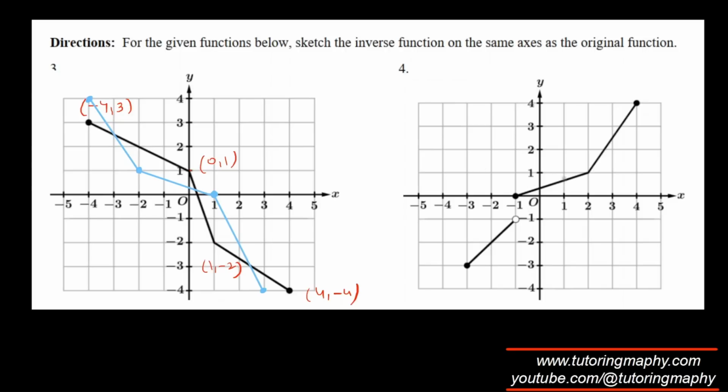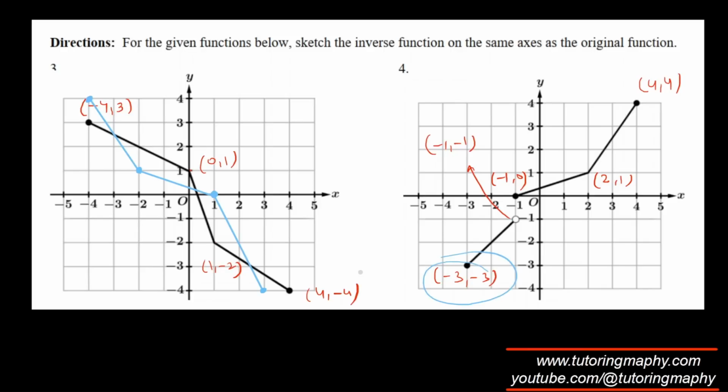All right. Likewise, let's do this one. Let's first write the coordinates. This is negative 3, negative 3. This is a hole, and the coordinates are negative 1, negative 1. Over here, we have what, negative 1 comma 0. This corner is 2 comma 1, if I'm not wrong, and this is 4 comma 4. All right, now let's find the coordinates of the inverse function.